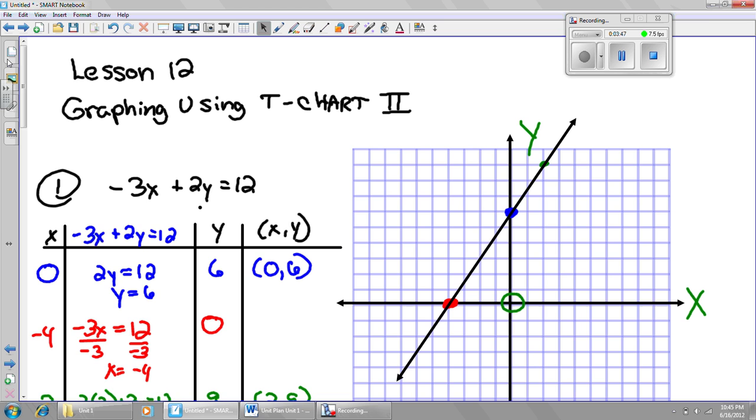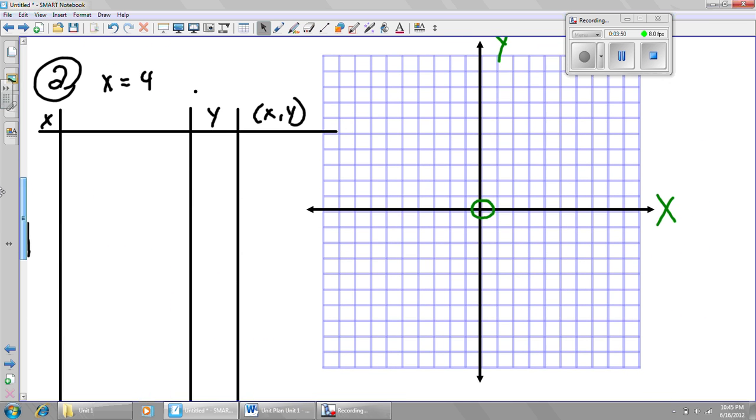All right. Let's go down to the second example. Now, a lot of kids have a hard time with this one. Let me write in this equation, x equals 4. Now, you can't put 0 in for x on this one. You know why? Read the equation. X equals 4. What do you think x has to be? If you still don't know, read the equation one more time and listen to yourself. X must equal 4. Now, there's no y in the equation.